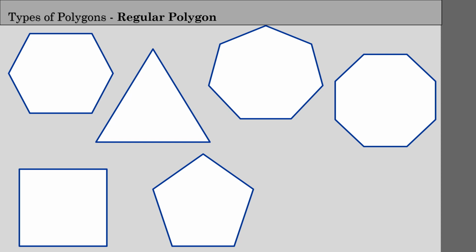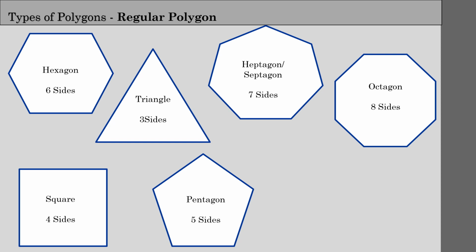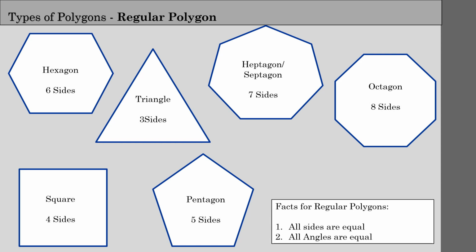Have you noticed something? All the lines, all the sides of my regular polygons are equal. So that is one of the facts here: when all sides of my regular polygon are equal, then in that case all my angles will be equal as well. And when I'm talking about the angles here, I'm talking about the interior angles.